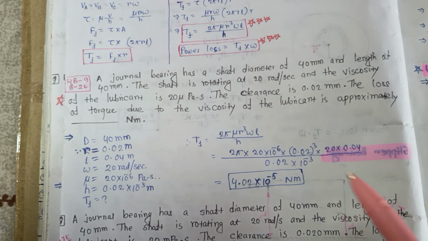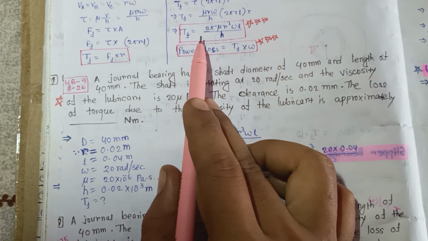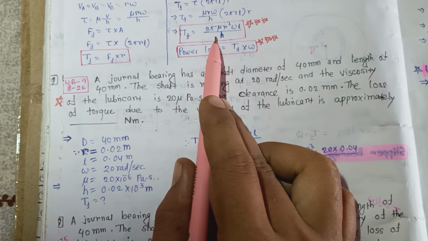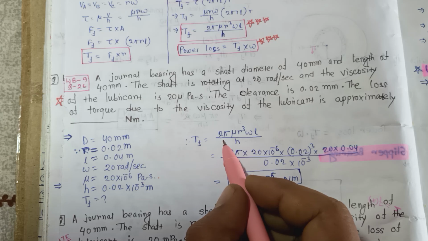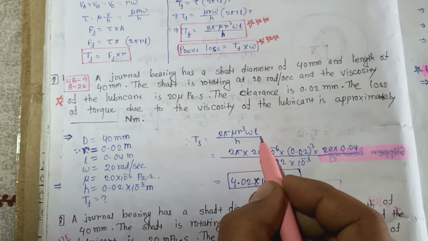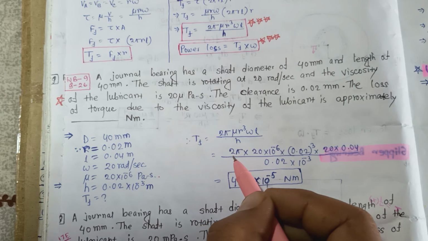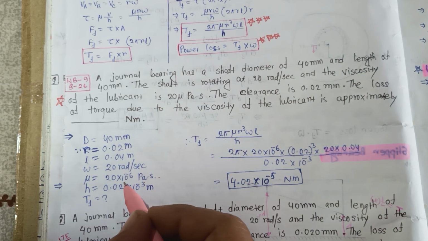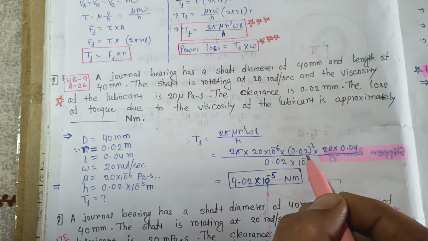So you have to calculate the torque. From this formula we know that torque TF equal to 2 pi mu r cube omega L by H. Try to put the values here. 2 pi into mu, that is 20 into 10 to the power minus 6, into r cube, that is 0.02 whole cube.